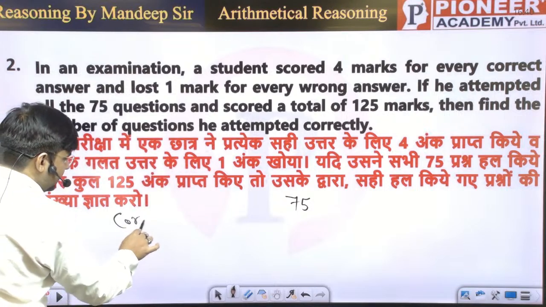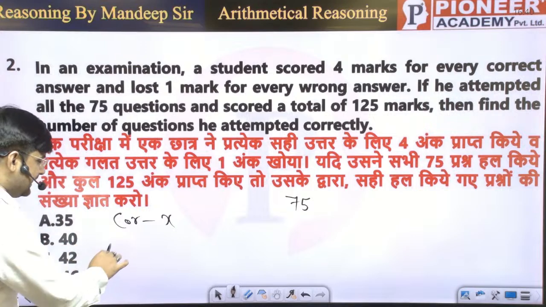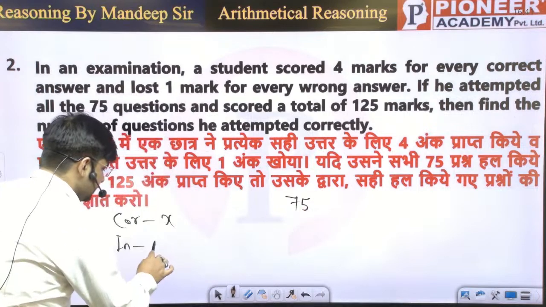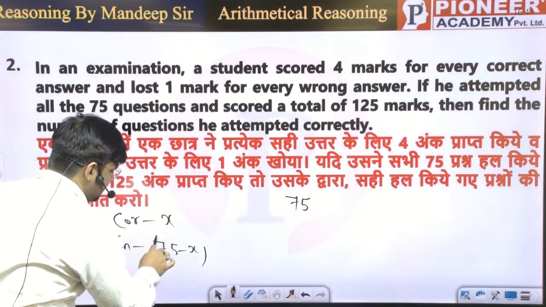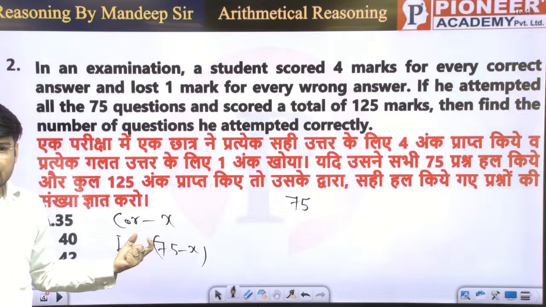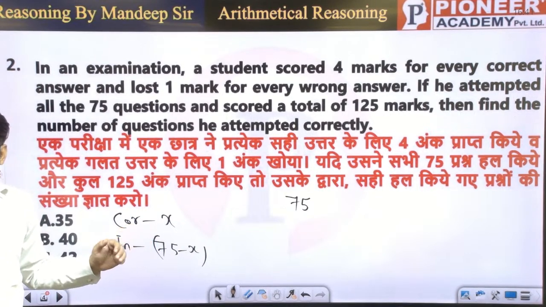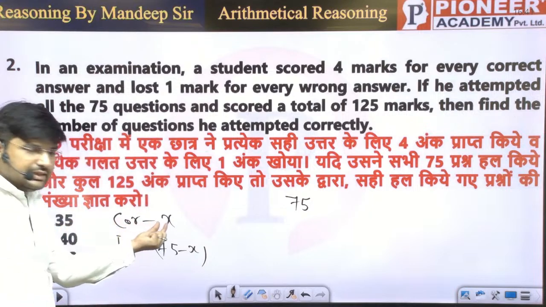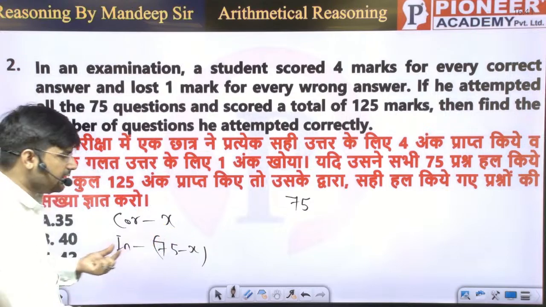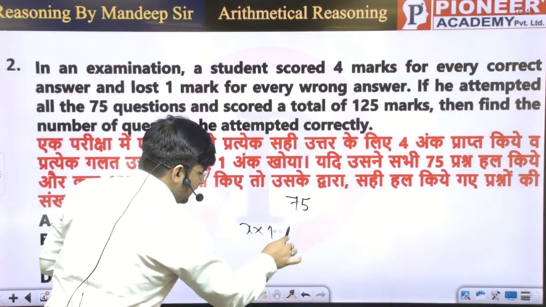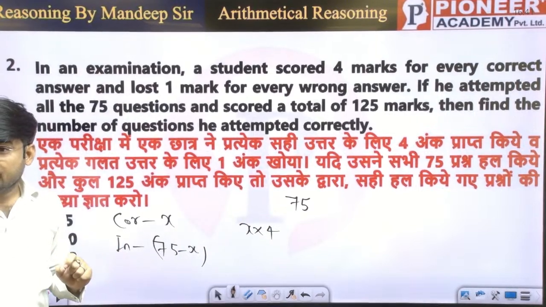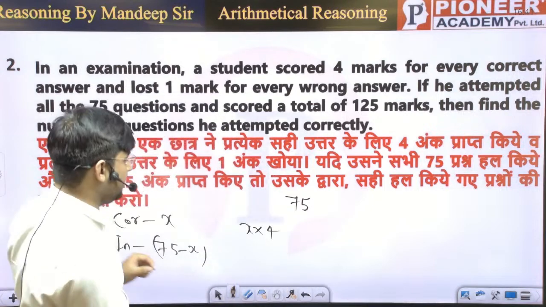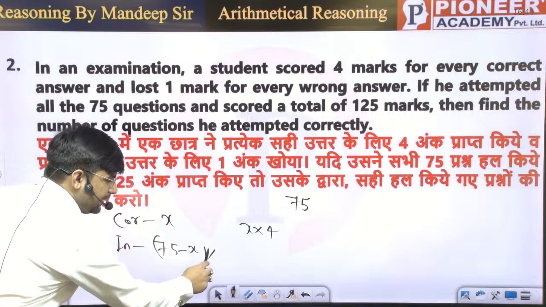So the number of correct questions is x. So the incorrect ones are the total number of questions minus the correct ones. Is it clear or not? Clear. And he earns 4 marks for every correct question. So there are x correct questions, so he earned 4x, but he lost 1 mark for every incorrect question. So for the incorrect questions, (75 minus x) into 1.